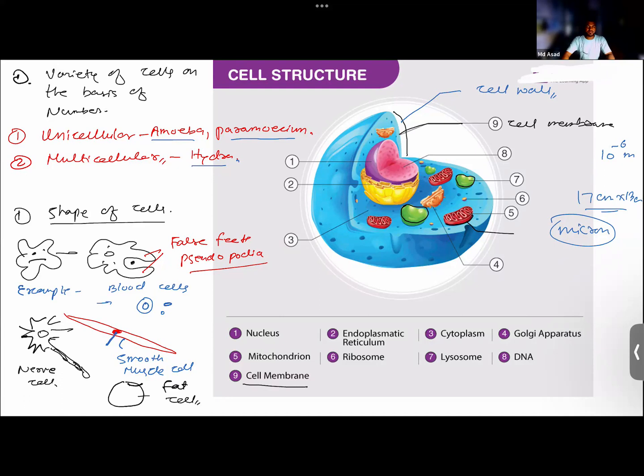Are these organisms capable of performing all the basic life functions?